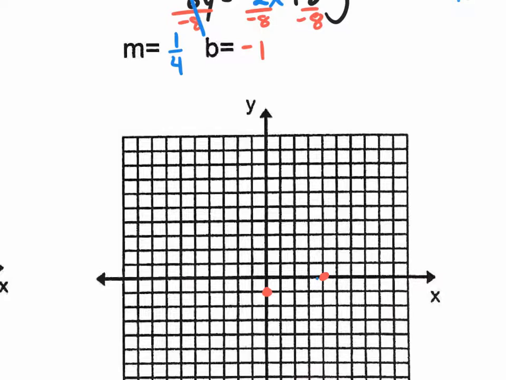And draw your line. The b value is negative 1. That's why it crosses the y-axis at negative 1, not at positive 1. But the slope is 1/4. You go up 1 over 4.